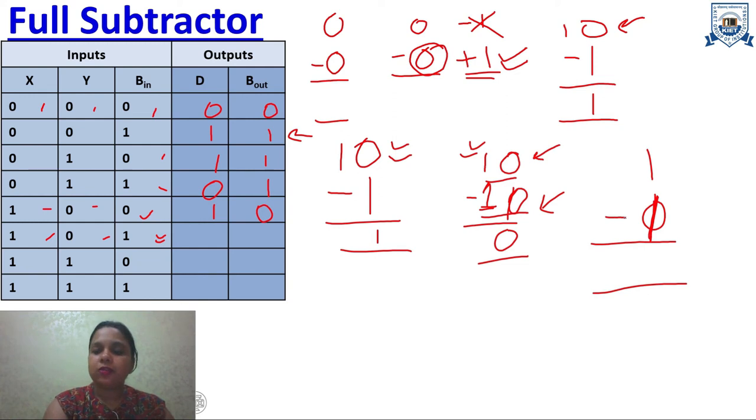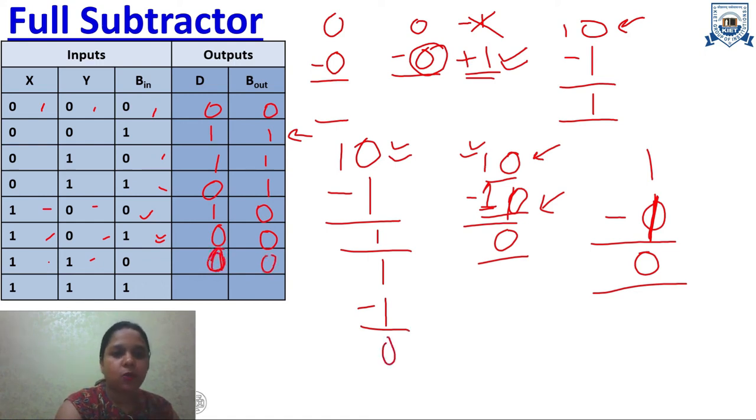Now 1 minus 1 will be 0. There is no borrow taken, so borrow will be 0. Next is 1 minus 1. So 1 minus 1 is 0. This will be 0, and there is no extra borrow taken, so this value will be 0 also.